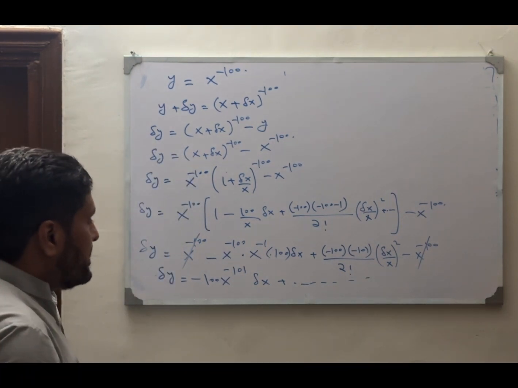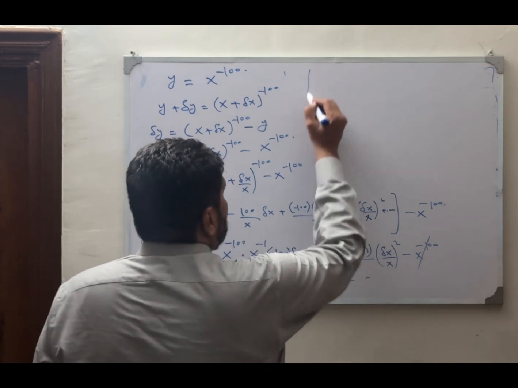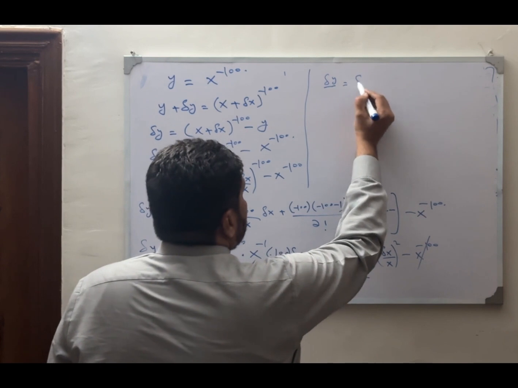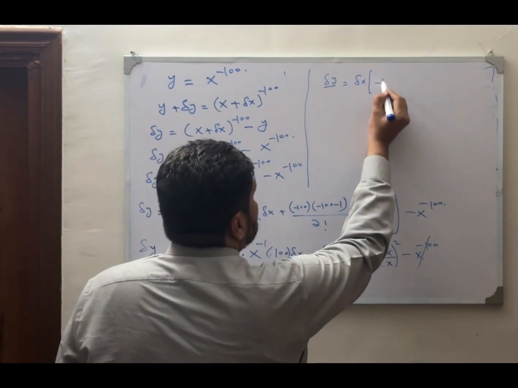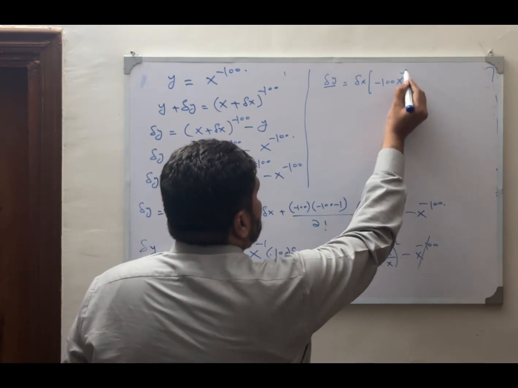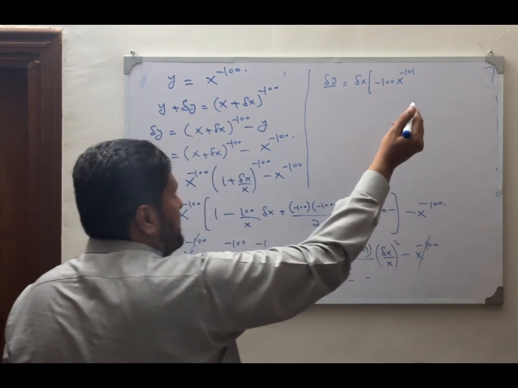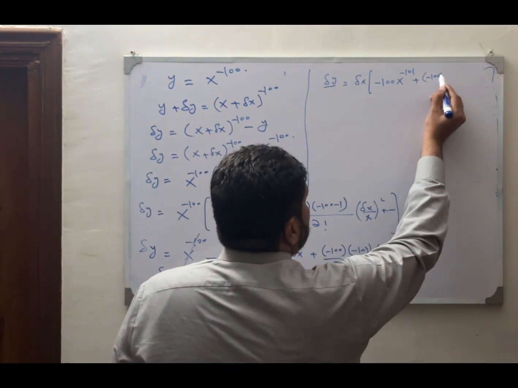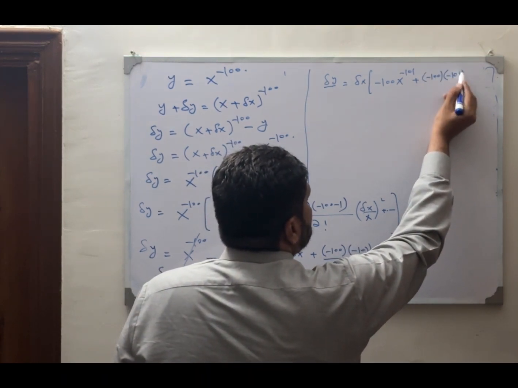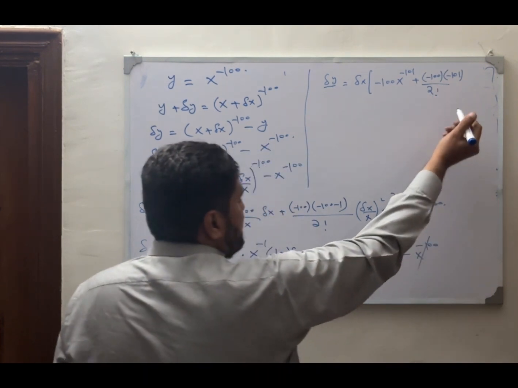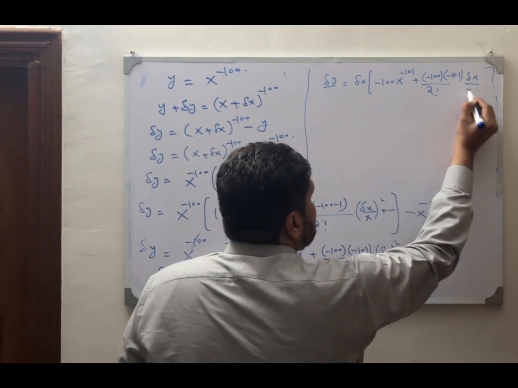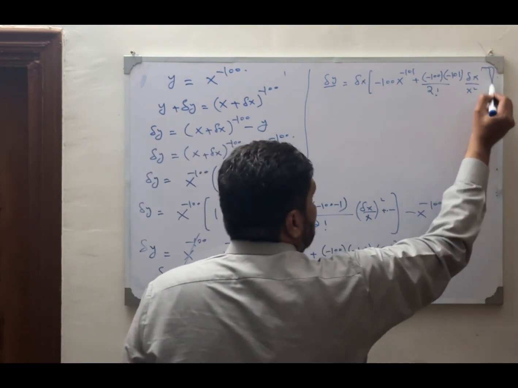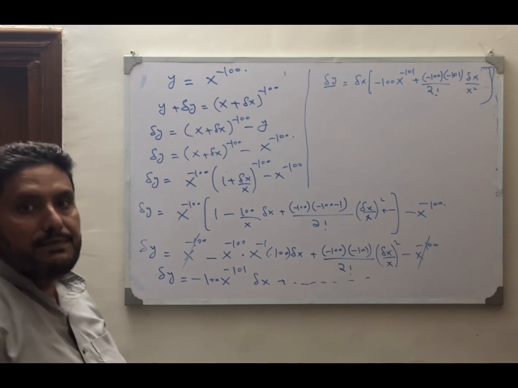So here I am taking delta x common out of these terms. So write it in this way, delta y is equal to delta x into minus 100 x power minus 101, delta x is taken as common, plus minus 100 into minus 101 whole divided by 2 factorial into delta x by x square. As delta x is taken as common, so delta x square will be replaced by delta x. So we have simplified this term.